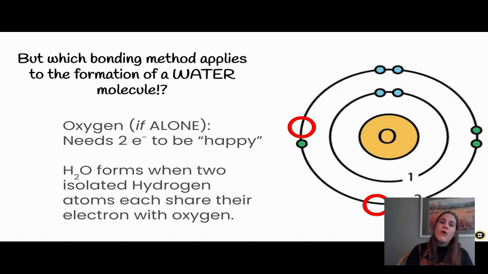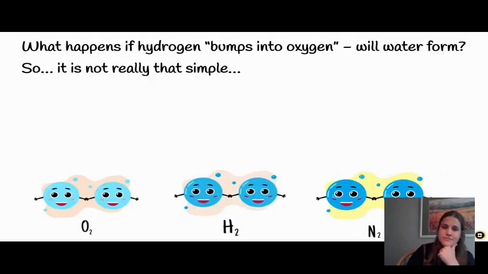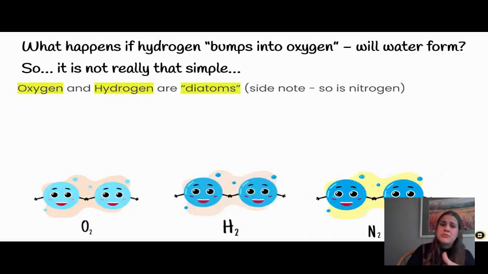So water. Water needs 2 electrons to be happy. Water forms when 2 hydrogen atoms are attracted to and share their electrons with oxygen. All right, we talked a little bit about this idea of diatoms, another vocab word. So diatoms, like oxygen, it's always hanging out with a buddy. Di meaning 2, and then atoms referring to atoms. So they're always hanging out with 2 atoms.